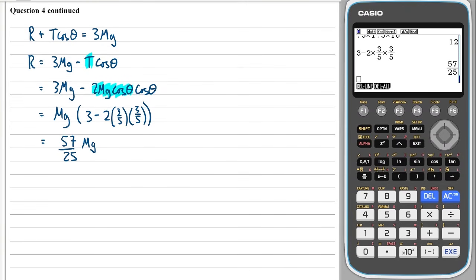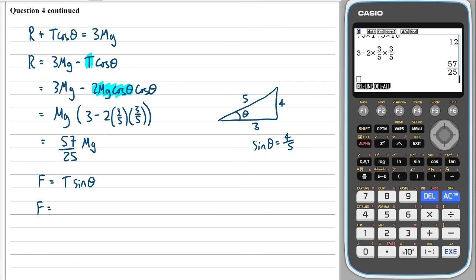Okay, fantastic. So friction is equal to T sine theta. We already knew that cos theta was equal to 3 over 5. So cos is the adjacent over the hypotenuse, 3 over 5. So by Pythagoras this is 4, which means that sine theta is 4 over 5.